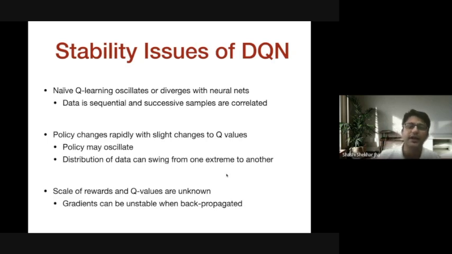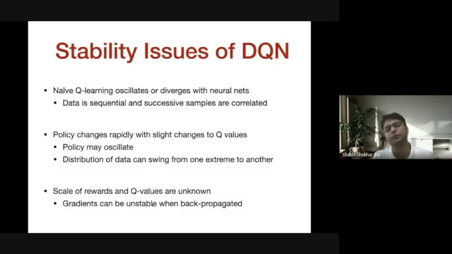And the third problem they had is with the scale of reward in Q values, because there are different games that they're trying to train on. So the scale of Q values and the scale of reward matters a lot. That defines whether your Q values will be in thousands, or a number between 1 to 10, or maybe a number between 0 to 1. The scale of rewards is more or less game dependent. And this scale makes the gradient unstable when you do backpropagation. So these were three major stability issues that led to the creation of this DQN network.